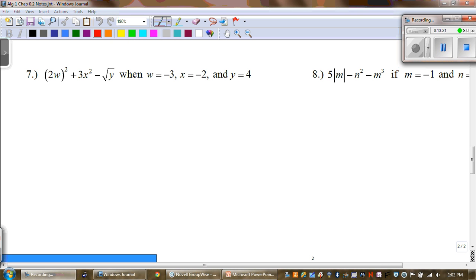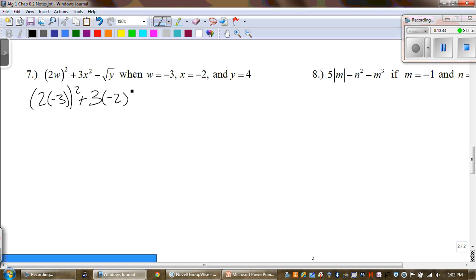Okay, so now we're on the back. Let's look at 7. We've got a lot more stuff to substitute for, so let's be very careful when we're doing this. So we have 2(-3)^2 + 3(-2)^2 - √4. Okay, so order of operations, we have to do what's inside the parentheses first.